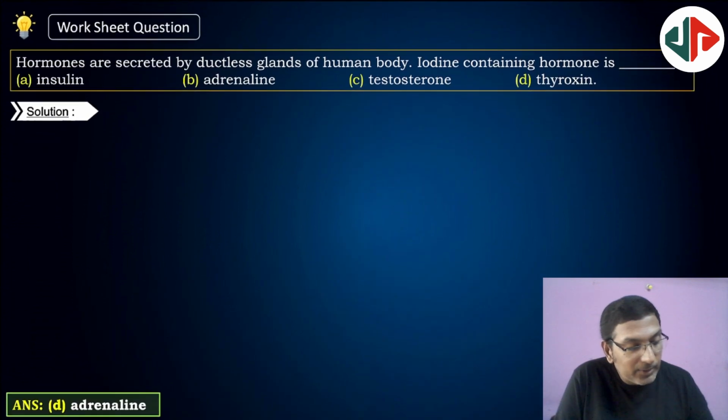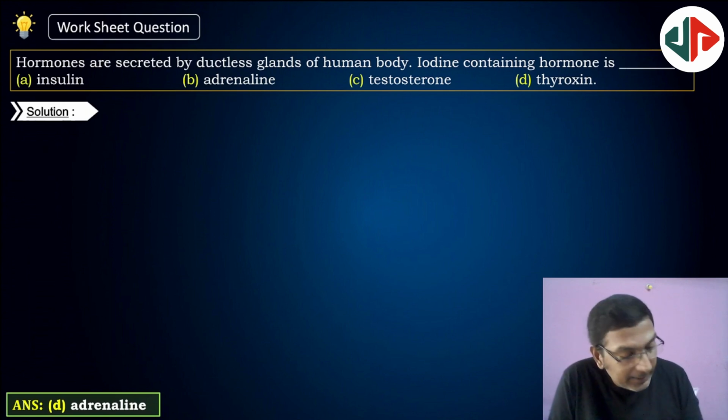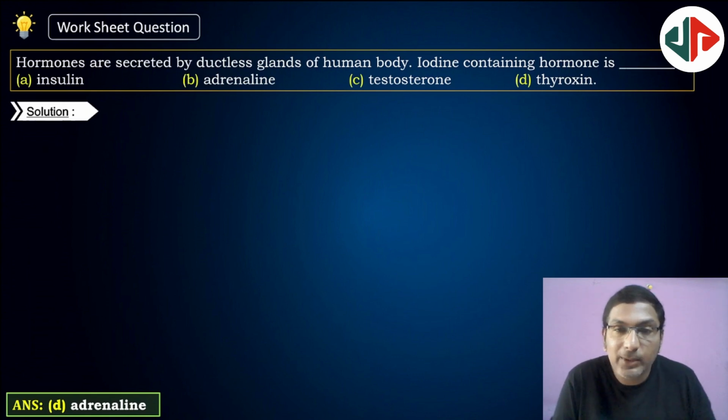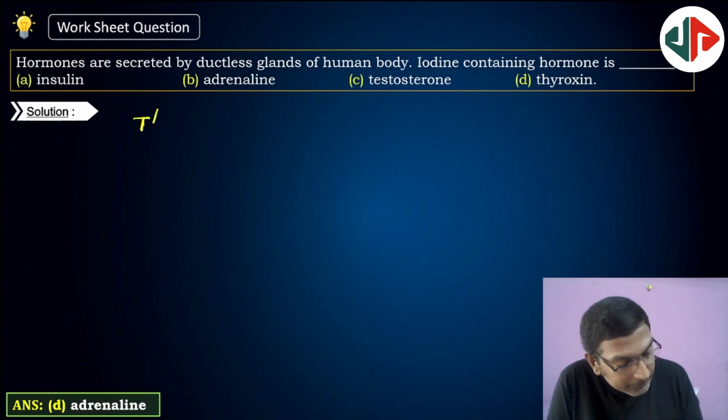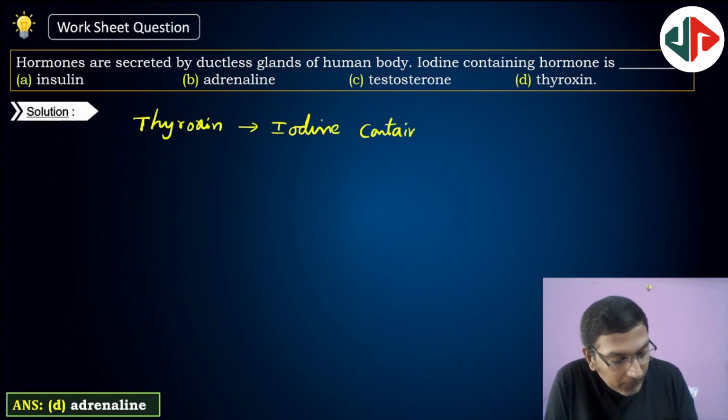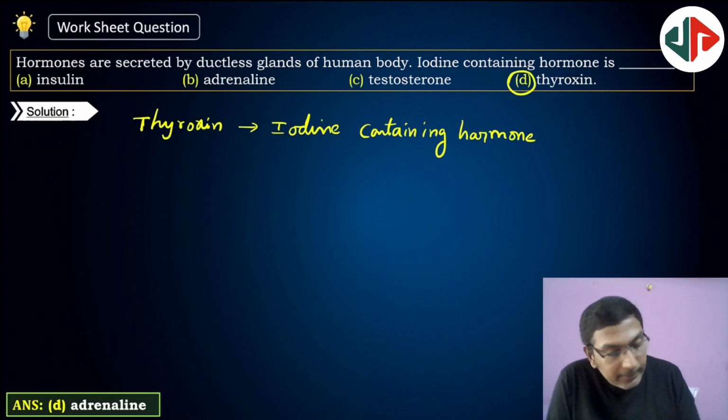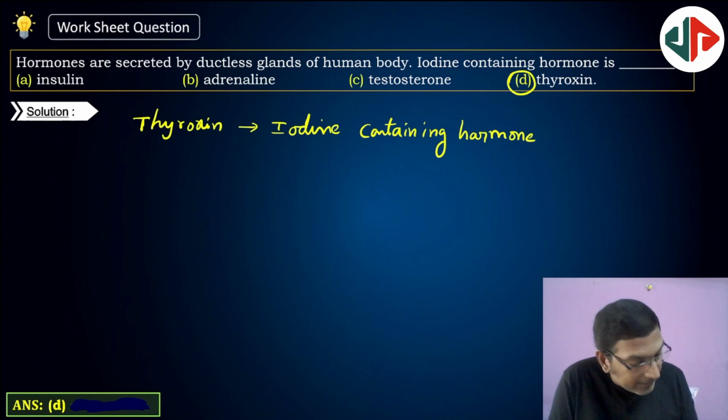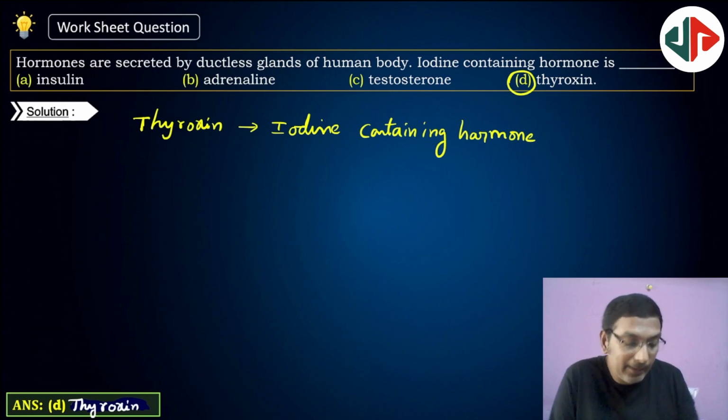Next, hormones are secreted by ductless glands of human body. Iodine containing hormone is, so clearly option, one second. So iodine containing hormone is thyroxine. Iodine containing hormone. So option D, here it is wrong. Thyroxine is iodine containing hormone.